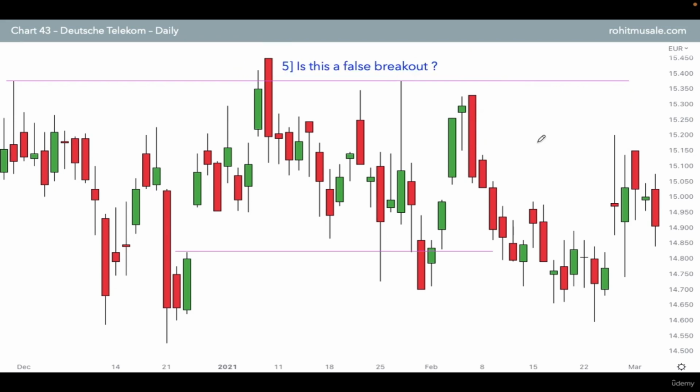Is this a false breakout? Well, it's not a false breakout, right? For a breakout, you want to close above the resistance. Again, this is an opening above resistance. It is not a close above the resistance.